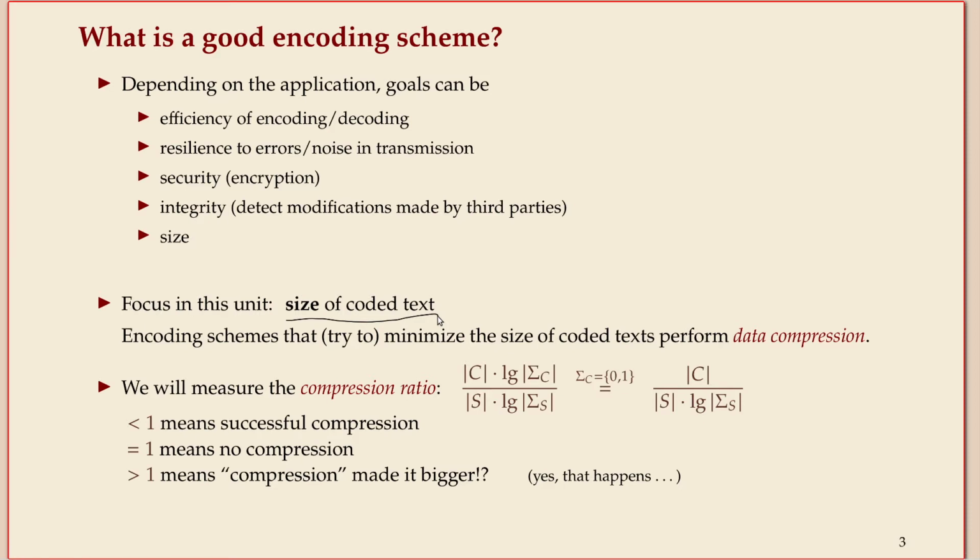So we try to find encoding schemes that minimize the size of the coded text, and this is generally called data compression. And there's a specific quality metric, a simple number that people usually use to compare compression. And this is just dividing the length of the compressed text, so this is length of the coded text, divided by the length of the source text.